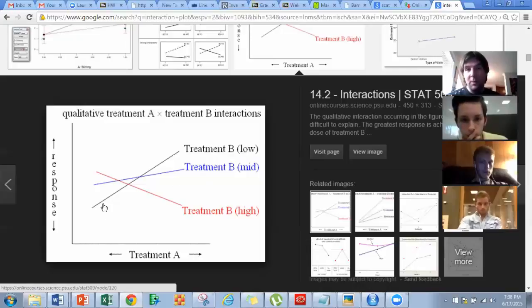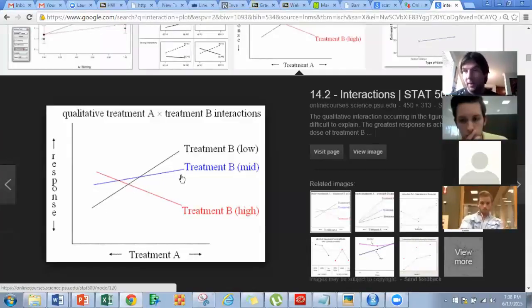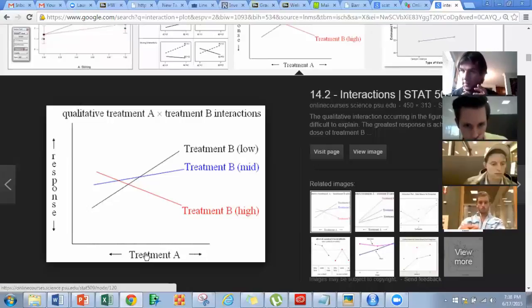If you look at treatment B as the medication level, you have your low amount of medication, your high amount of medication, and your middle amount of medication. Does everyone understand how we're changing different variables? This is medication over here, and this is therapy. Does everyone understand this with the interactions right here? Does anyone get it? You get it? So here's the thing.